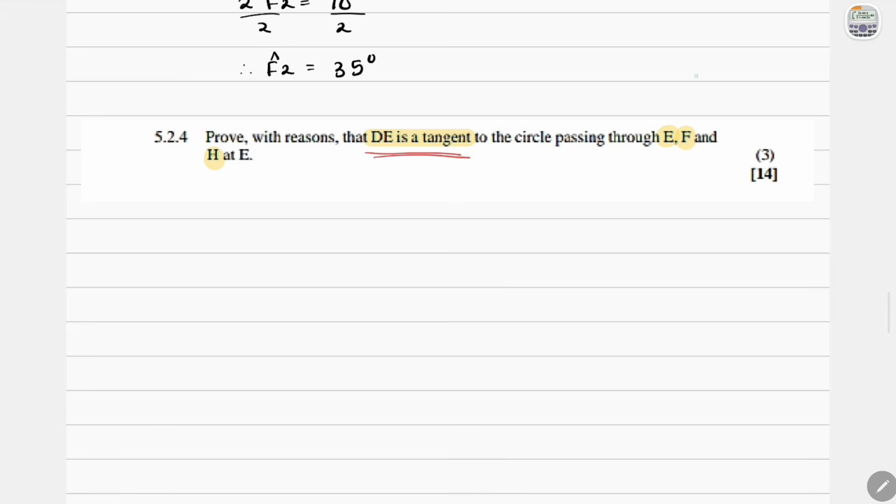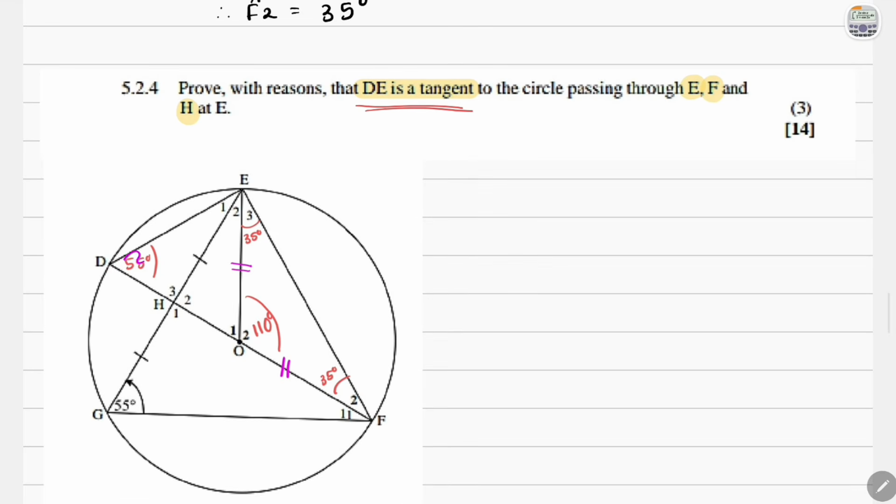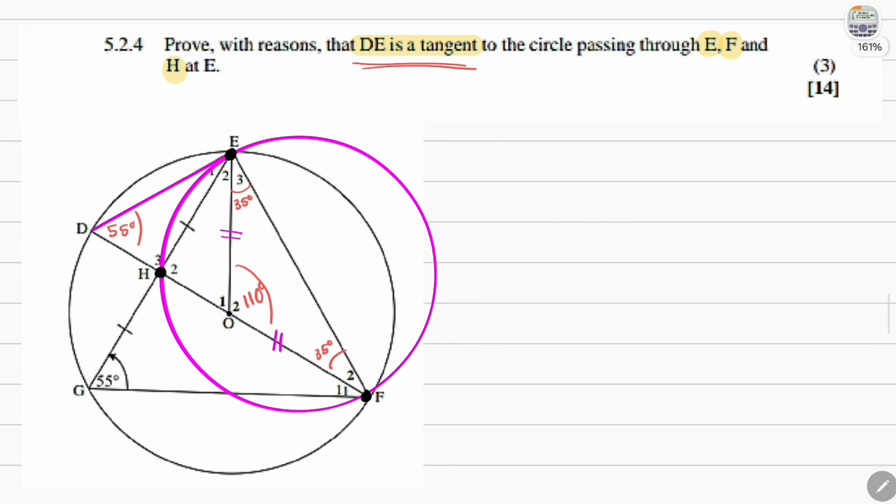I'm just going to bring that diagram down. What they're saying is that we need to prove first that DE is a tangent to the circle which passes through E, F, and H. So let me go ahead and draw a circle over there, something like that. What we're trying to do is prove that. So focus on the purple. We're trying to prove that this is a tangent to this circle.